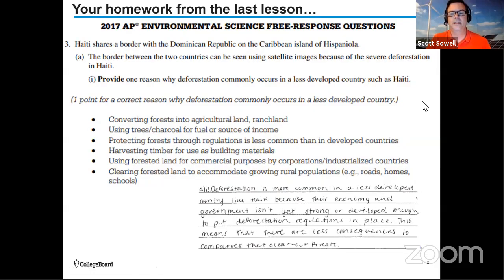Deforestation is more common in a less developed country like Haiti because their economy and government isn't getting strong or developed enough to put deforestation regulations in place. This means that there are less consequences to companies that clear-cut forests. There you go. One reason why that might be happening. All right.